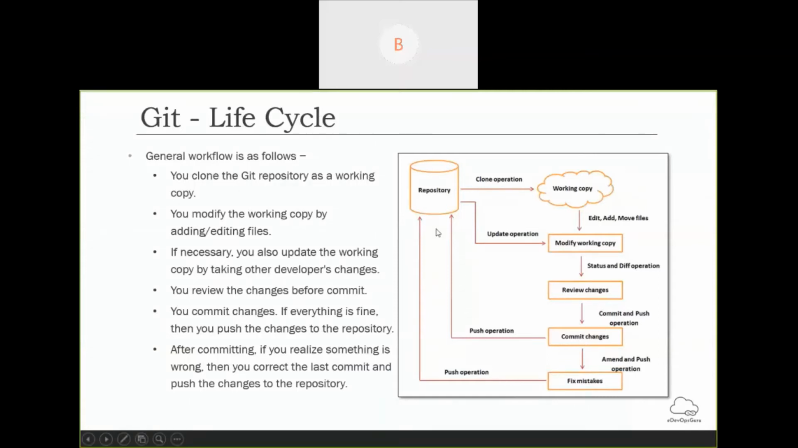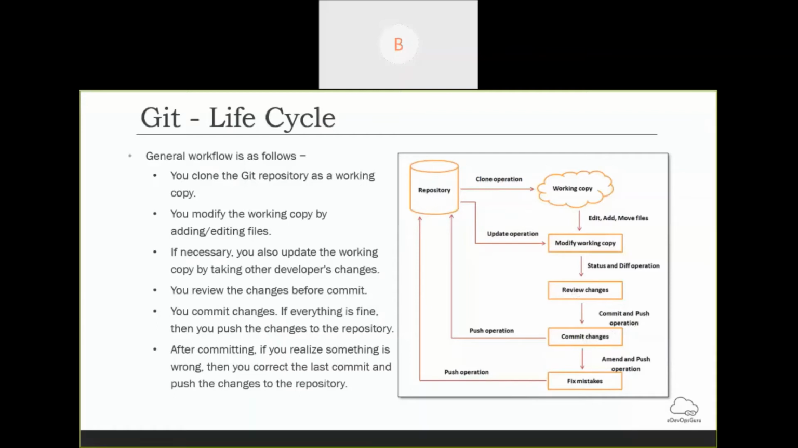Then we'll see what the life cycle of Git is. We have already discussed it, I guess. So this is the remote repository. You did the clone operation, what we did now, and this will be your working copy, and we checked out into that directory. Then you do the modification, addition, or whatever you want to change in your working copy, and then check the status or the difference, and review it. If it is good to go, then you can commit and push.